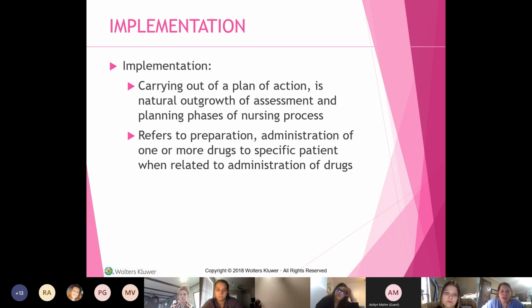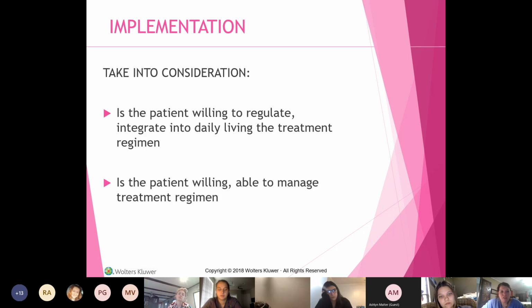When we're implementing, we're going to actually carry out the plan of action. We're going to administer those specific drugs. So that is our implementation. So if our diagnosis was anxiety, we are going to administer Valium 10 milligrams Q4 hours as needed. That is our actual implementation.